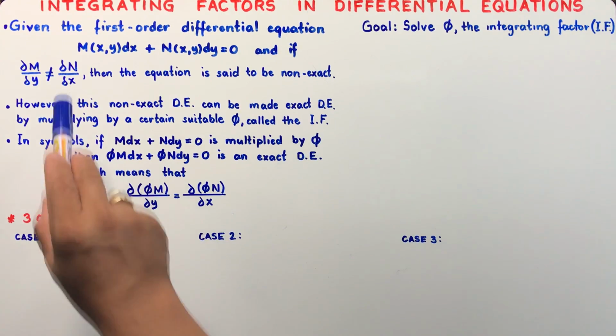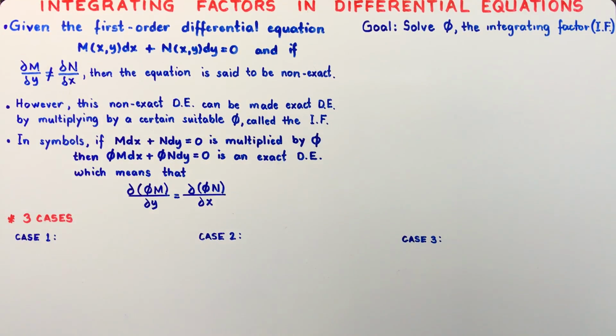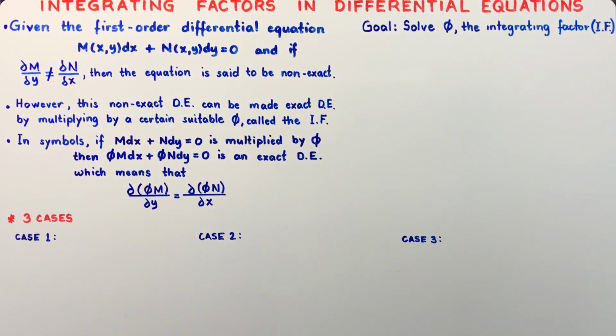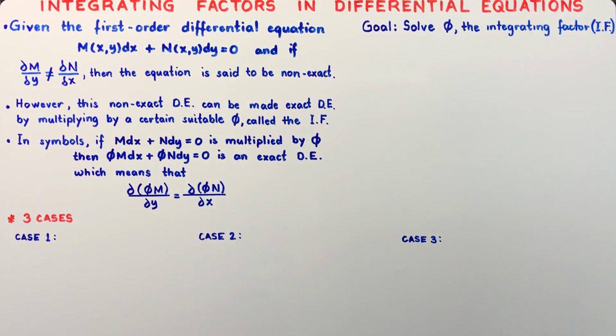And we know that the test for exactness states that when the partial derivative of M with respect to y is equal to the partial derivative of N with respect to x, then this differential equation is an exact differential equation. However, this non-exact differential equation can be made exact by multiplying by a certain suitable function phi called the integrating factor, which I abbreviated here as IF.